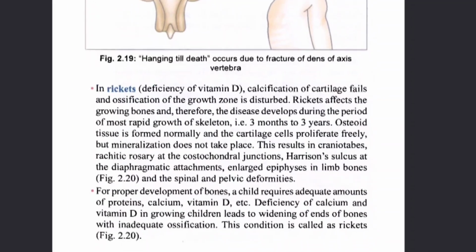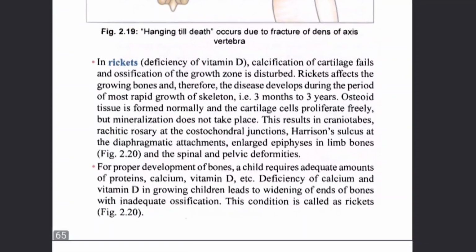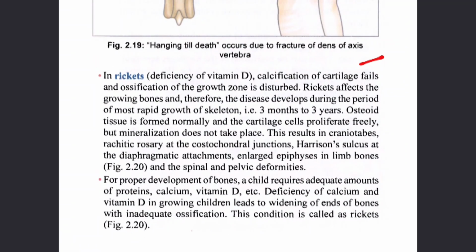Then we talk about rickets. Rickets is a deficiency of vitamin D, calcification of cartilage fails, and ossification of the growth zone is disturbed. It is very common. Rickets affects the growing bones, and therefore the disease develops during the period of most rapid growth of skeleton, that is of 3 months to 3 years in children.